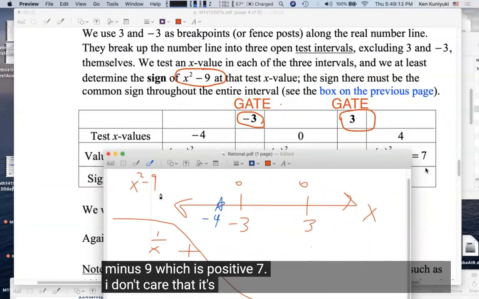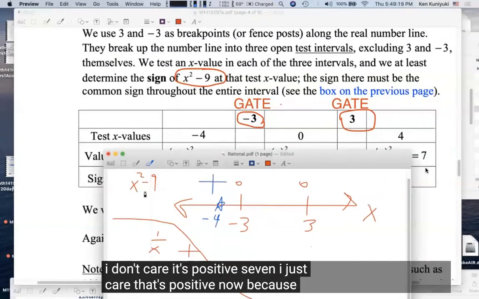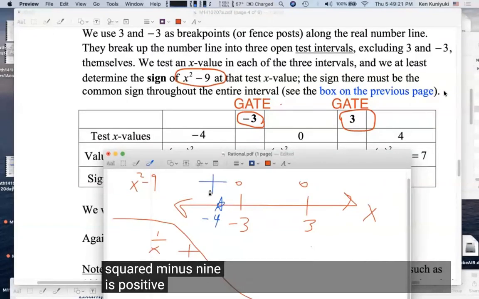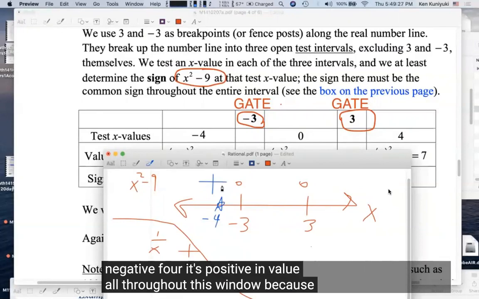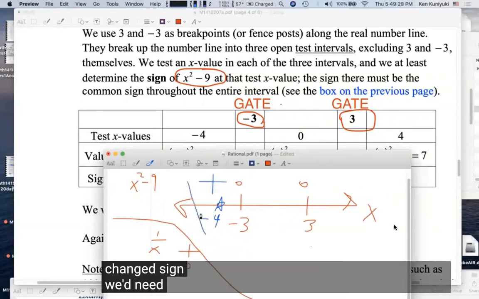I don't care that it's +7. I just care that it's positive. Now, because x squared minus 9 is positive in value at x equals -4, it's positive in value all throughout this window. Because if it changed sign, we'd need another fence post.